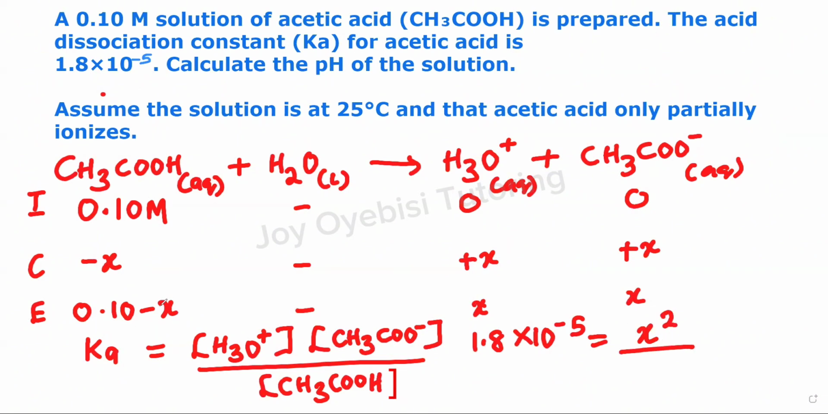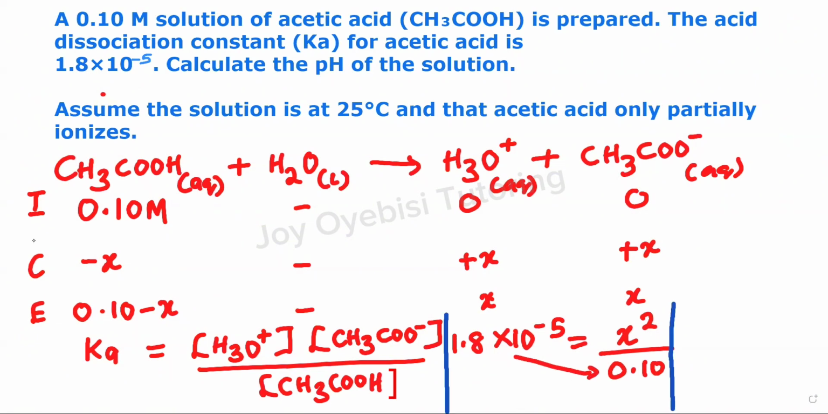We're going to ignore this change in concentration because the Ka value given to us is so small compared to the initial concentration. So we can ignore the change. It means that the change in concentration is very small, that it's negligible. So we're just going to say 0.10. Now cross multiply. So after multiplying, X squared will be equal to 1.8 times 10 to the negative 6.